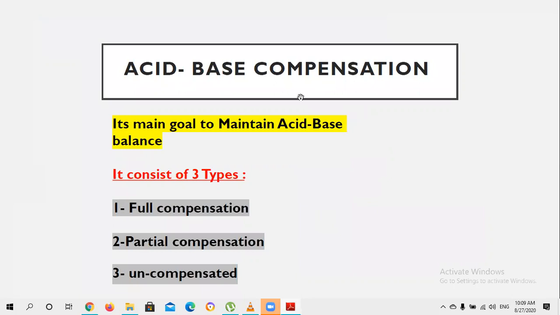Acid-base compensation. What do we mean by compensation? It's a normal physiological mechanism that allows our body to compensate for these abnormalities that happen. We have three kinds: full compensation, partial compensation, and uncompensation. How will we know, how will we decide if it's fully compensated, partially compensated, or uncompensated?